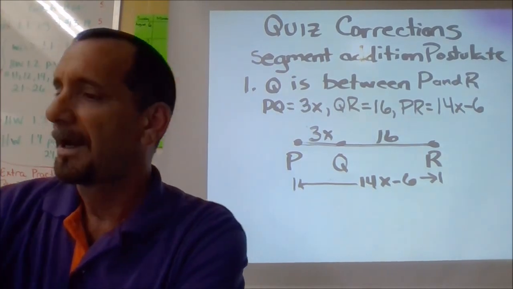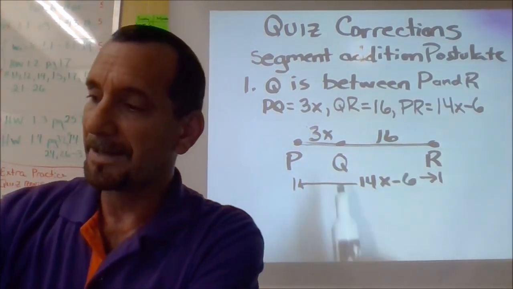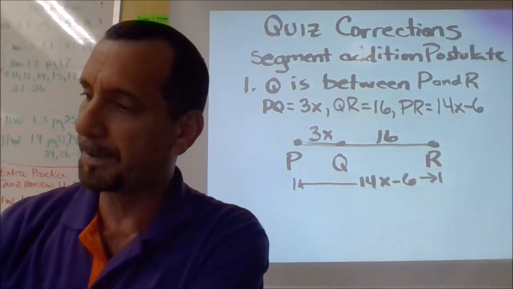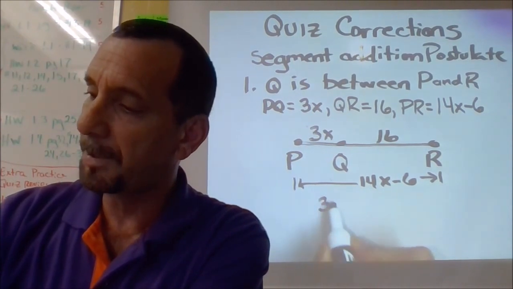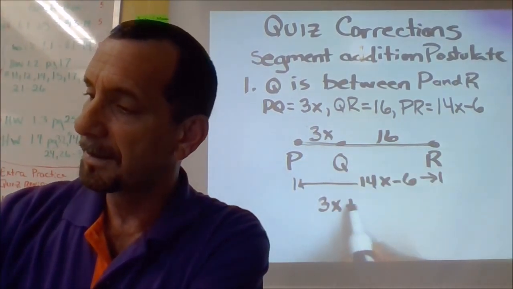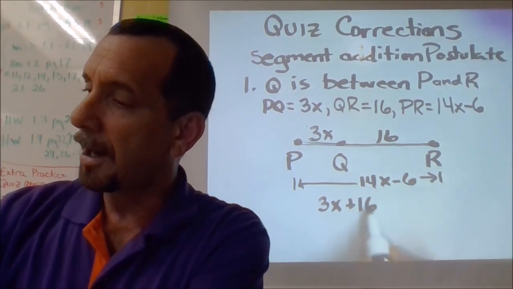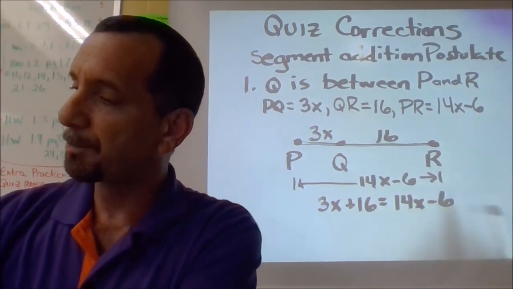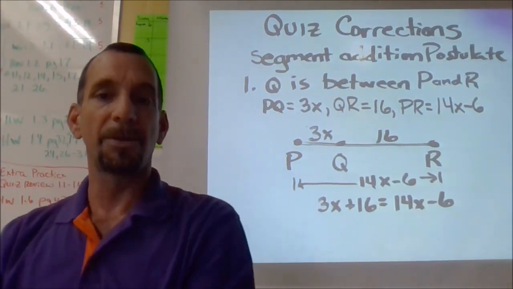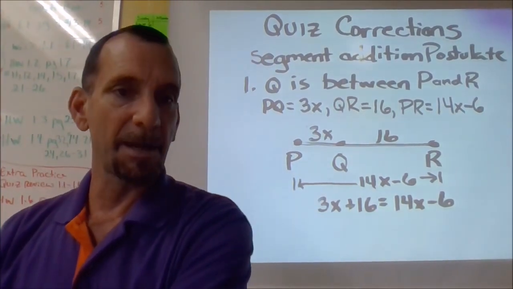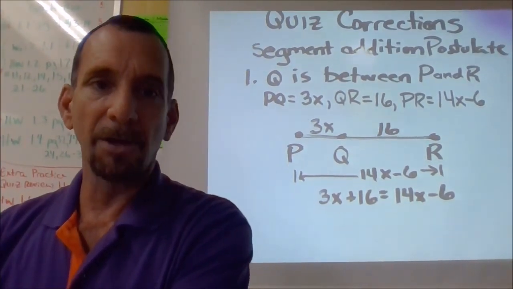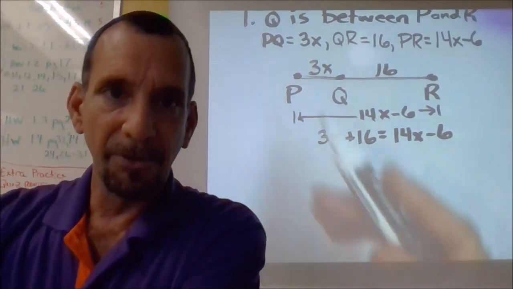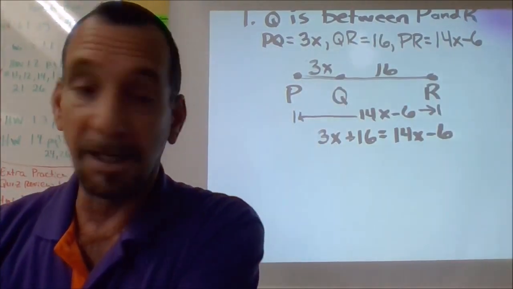Okay, so the first thing we do, and most of you know this, is to set up that equation. We know that the segment addition postulate gives us PQ plus QR is the entire length PR. So I'm just going to say PQ plus QR equals PR. I'm just plugging in the expressions for each of those segments. Now we're ready. All you've got to do from here on out is solve for x, plug x back in to what we're looking for.